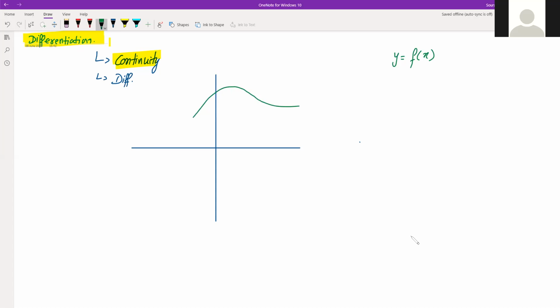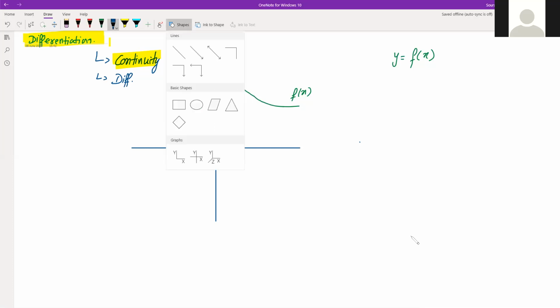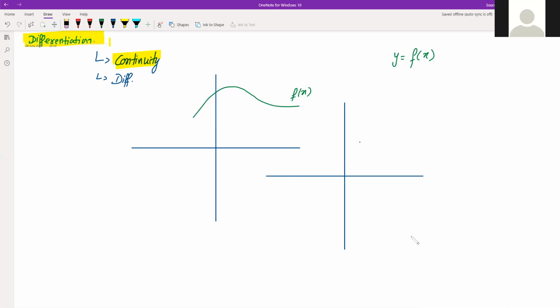Now, suppose this is what f of x is. So as you can see here, when x is changing, y is also changing, right? So this is very basic of functions and graph. So if there is a function, there will be a graph.